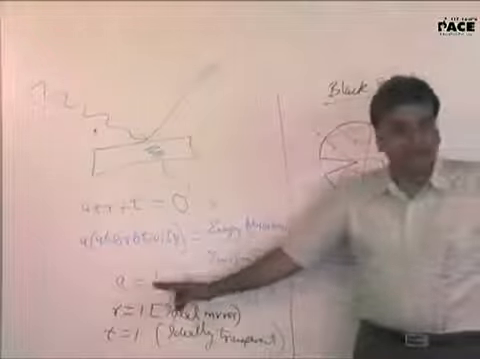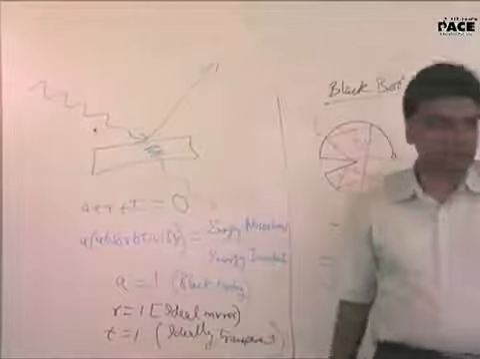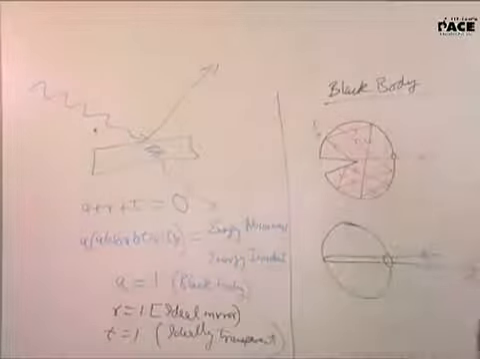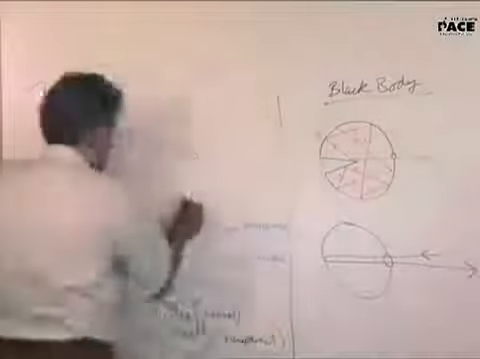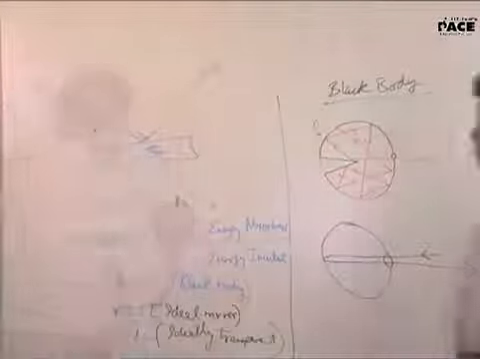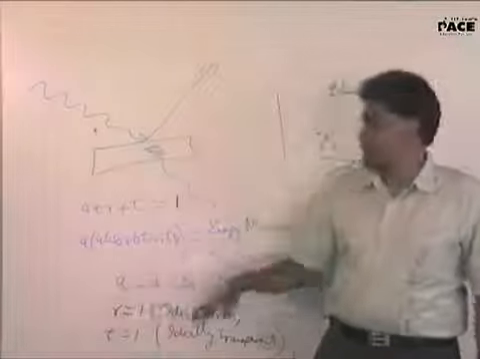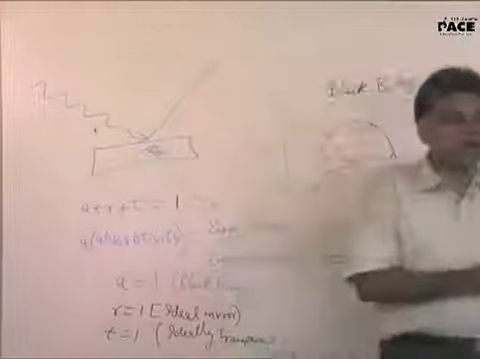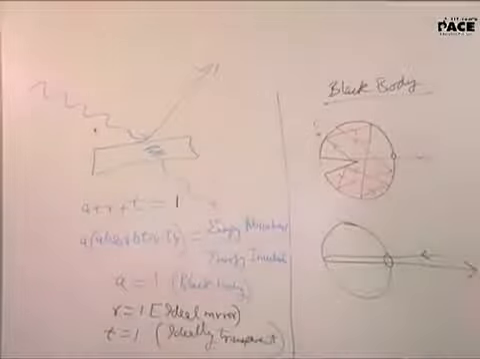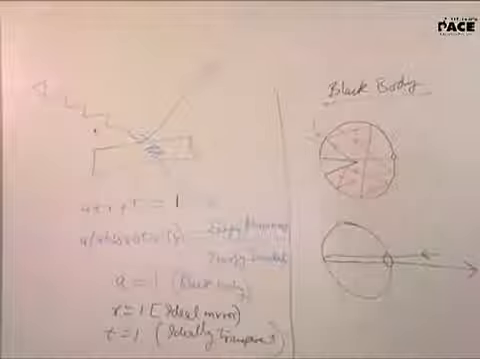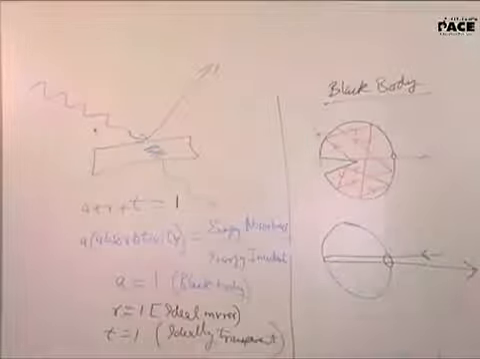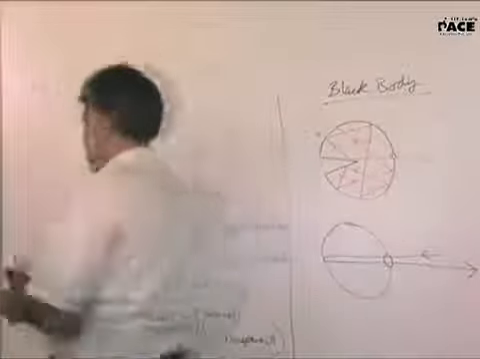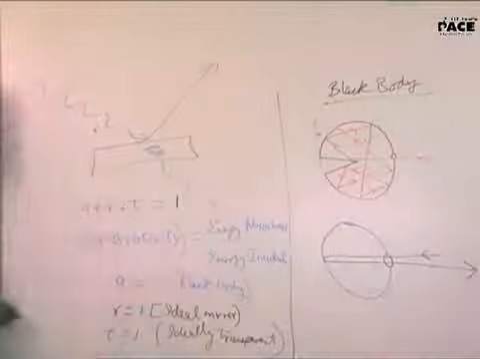So anyway, the sum of all these is always, I'm sorry, not 0, this will be 1. So it can have any value from 0 to 1. Every body will have some combination of this. But if you have A equal to 1, black body; R equal to 1, ideal mirror; T equal to 1, ideally transparent. Having said that, now I am saying something else which is called Kirchhoff's law of radiation.